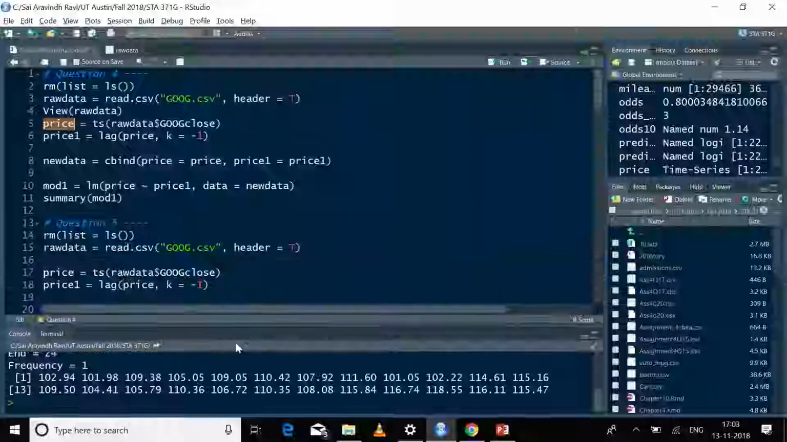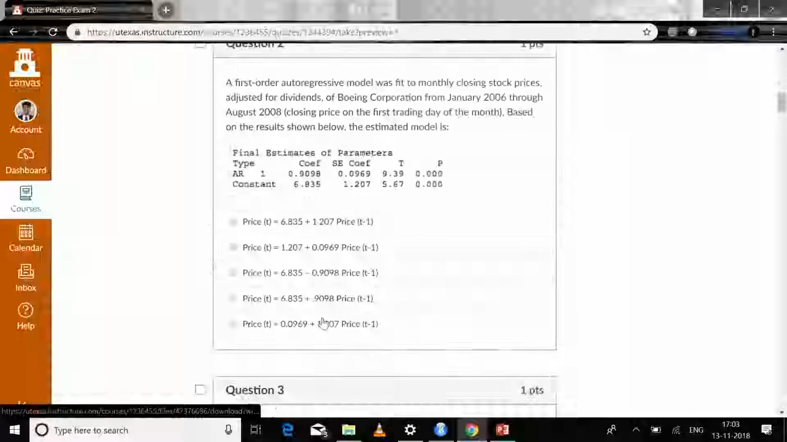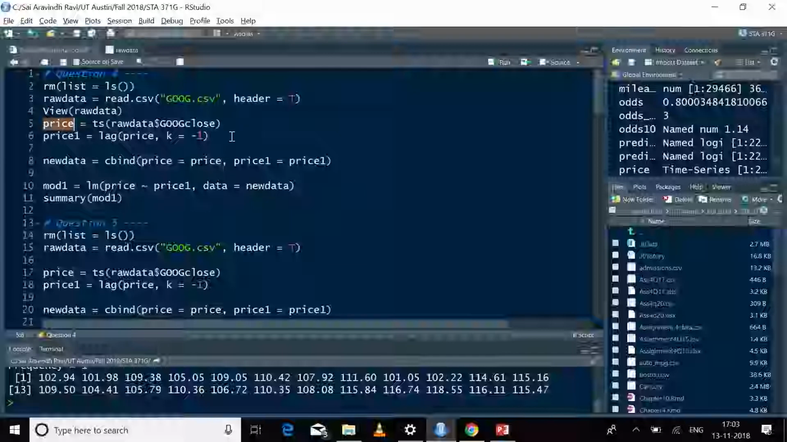And now the question wants me to create an autoregressive model using the first lag. So I want to predict price based on the first lag of price. So I can go ahead and calculate the lag for my price variable, the one already created, and give k equals -1. That'll give me the first lag.